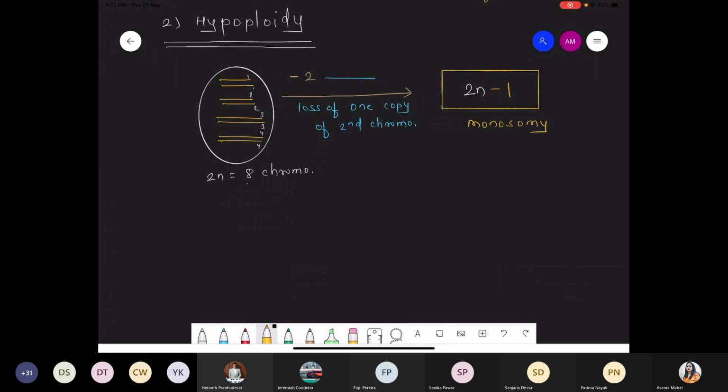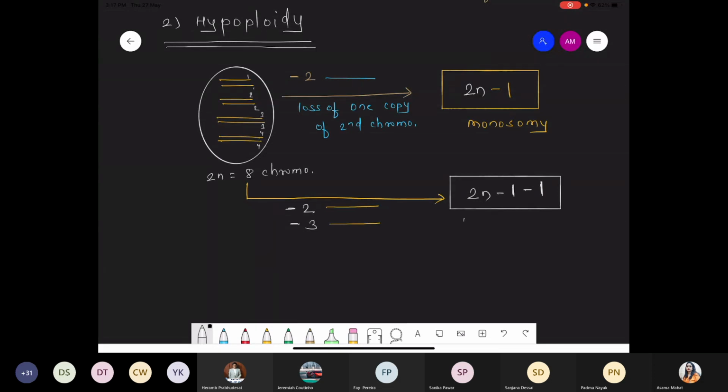Similarly, we take another example. Now two different chromosomes each lose a copy. Suppose -2 is deleted and -3 also. So one copy of the second chromosome and one copy of the third chromosome get deleted. How do you represent it? The organism was diploid, -1 because the second chromosome copy got deleted, and again -1 because a copy of the third got deleted. This is called double monosomy.